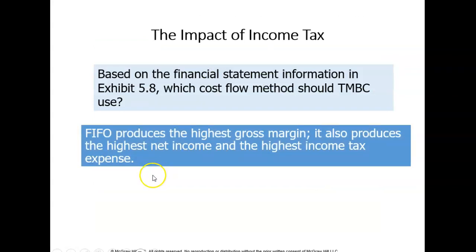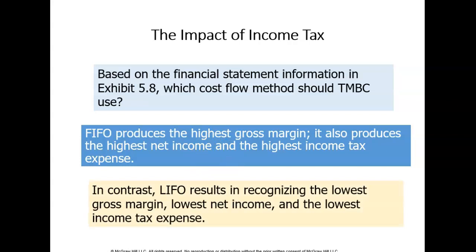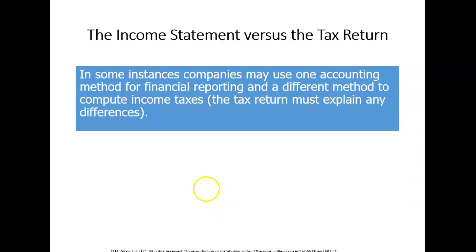Now, so we said that FIFO produces the highest gross margin, which also produces the highest net income and the highest income tax. LIFO gives us the lowest gross margin, the lower net income, and the lower income tax expense. So each method will have its own perceived benefits. Okay? Now, we focus on the income statement, which is financial reporting.